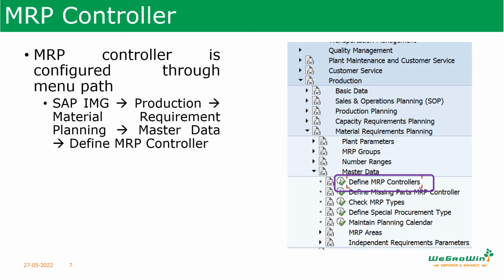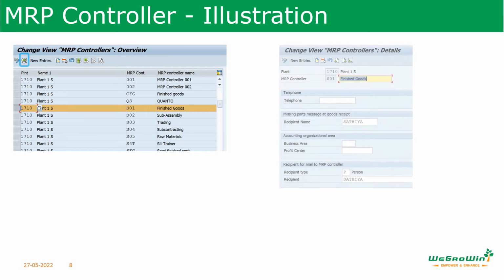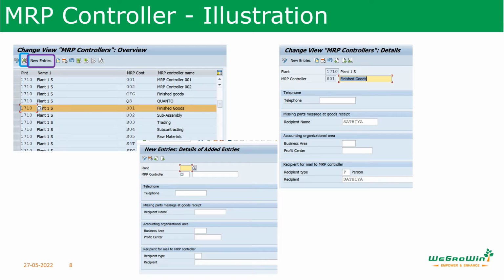Next is MRP controller. As we discussed, the MRP controller is a person or group of personnel responsible for monitoring material availability. Every material that is relevant to the planning run must be assigned with the MRP controller. The MRP controller is configured through the menu path shown here. So an example of one MRP controller is shown here. Now we will select MRP controller. We see the MRP controller which is already defined. You can also define a new MRP controller, as shown here, by clicking the New Entries button.